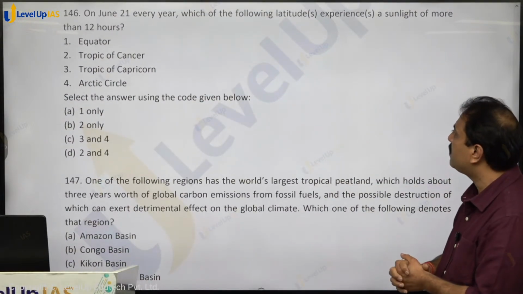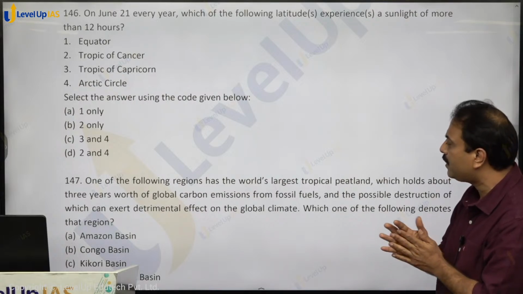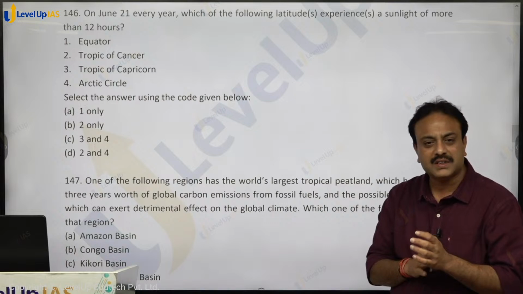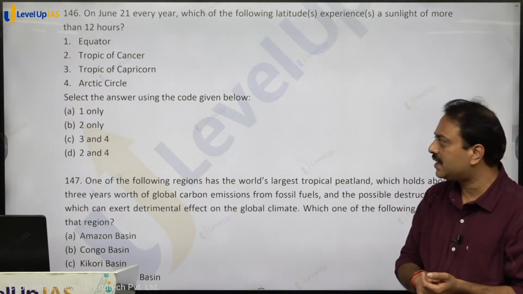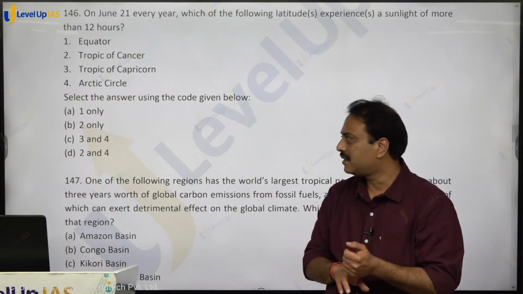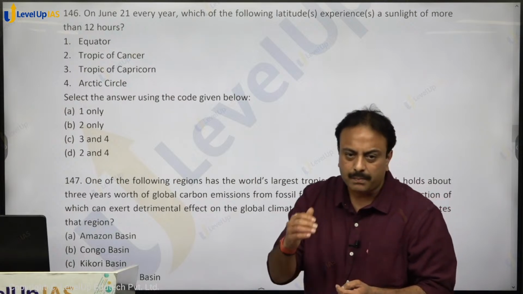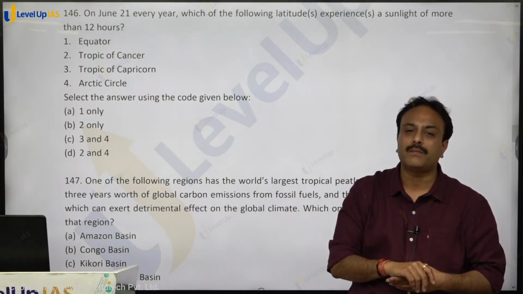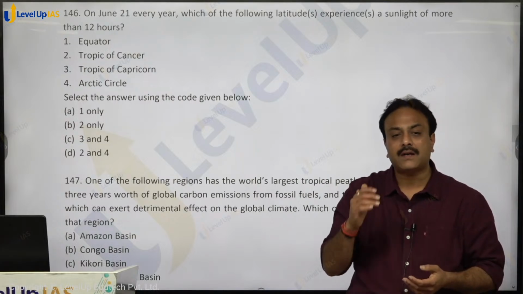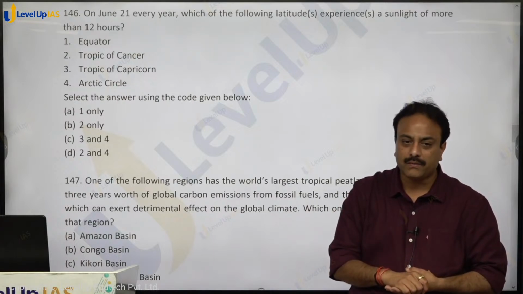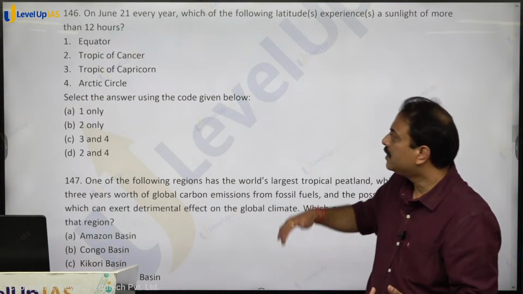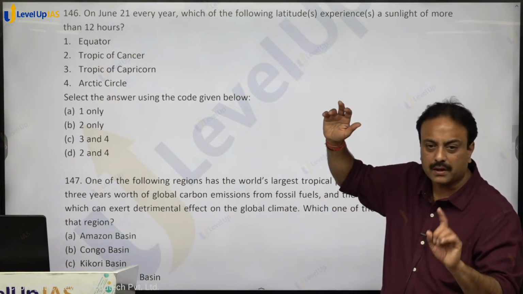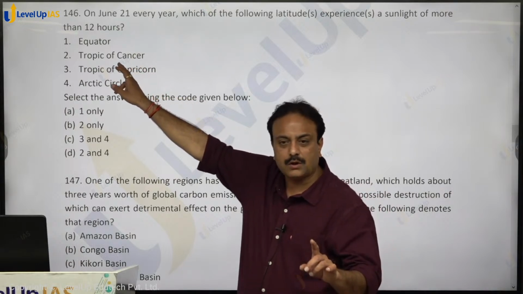On June 21st every year, which of the following latitudes experiences a sunlight of more than 12 hours? Same concept. June 21st, summer solstice, sun will be overhead on which place? Tropic of Cancer. So when the sun is overhead on Tropic of Cancer, all places located on Tropic of Cancer or beyond will be having a sunlight of more than 12 hours, right. All the places northward of the equator will be recording a day of more than 12 hours, and south of the equator less than 12 hours. So the equator will record 12 hours, so equator cannot be there.